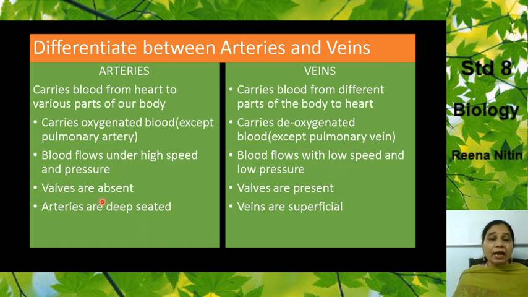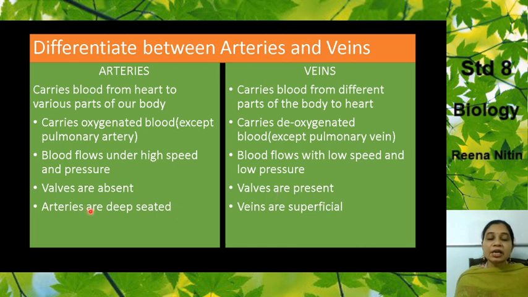The valves are absent. There are no valves in the arteries, remember, because it is carrying the pure blood and it has to move fast. But in the case of veins, the valves are present because these veins are carrying the impure blood. So if the blood flows back into that organ or that part, it might be fatal for the person. That is why the blood has to flow only in one direction. That is why the valves are present.